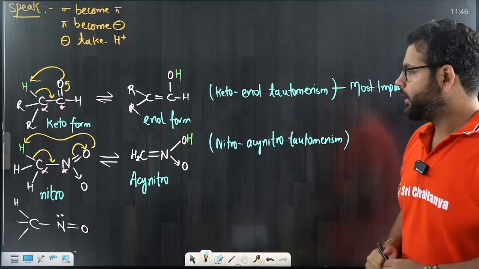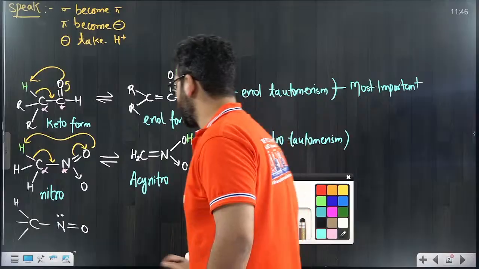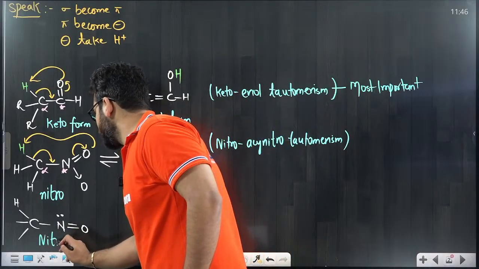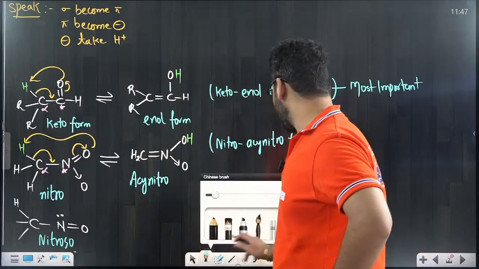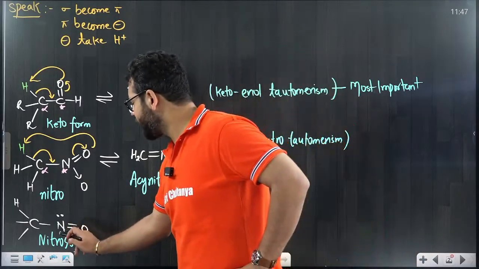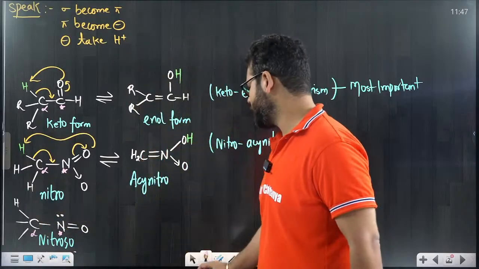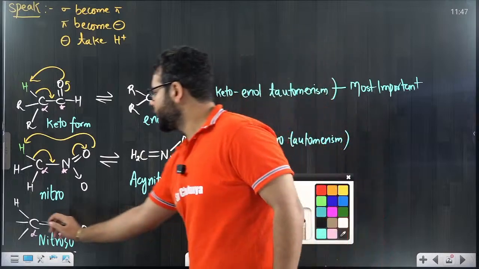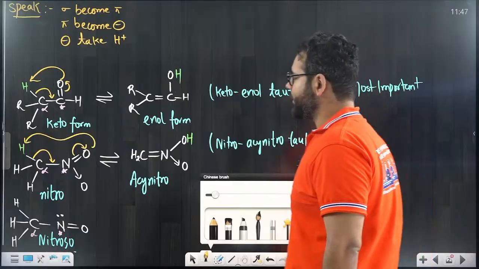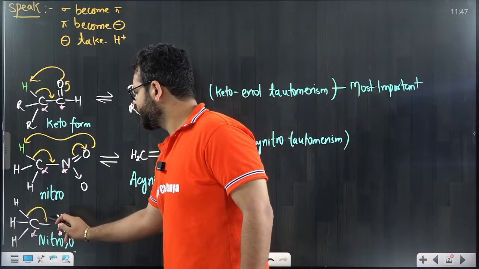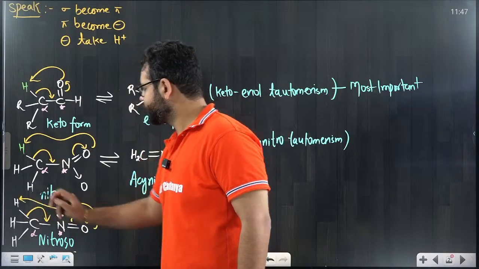Yes. Next is nitroso. This is the beta nitroso functional group. Is the condition satisfied? Yes, sir. I have a star atom which is going to be sp2. I have an alpha carbon, and the alpha carbon carries a hydrogen. So yes, sir, this can also show tautomerism. Sigma becomes pi, pi becomes minus, minus takes the H plus.